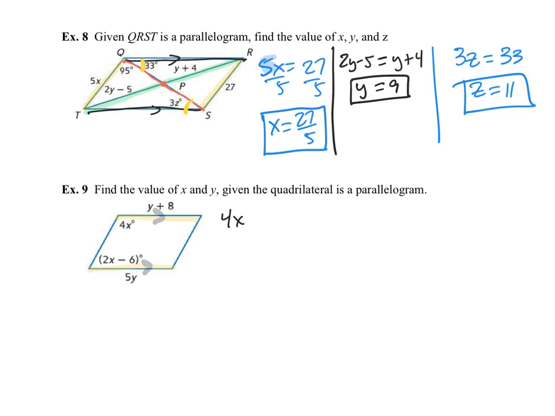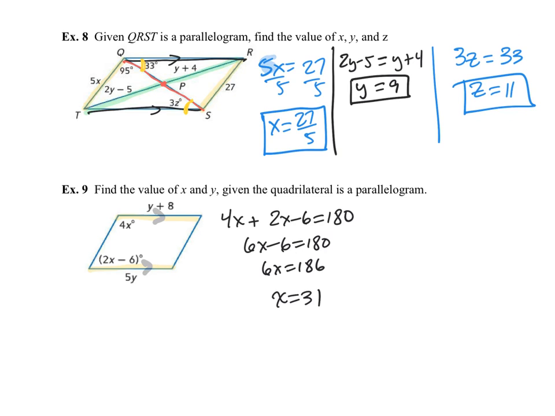So 4x plus 2x minus 6 is going to total 180. So 6x minus 6 is 180. So 6x is equal to 186. And if we divide both sides by 6, x turns out to be 31.